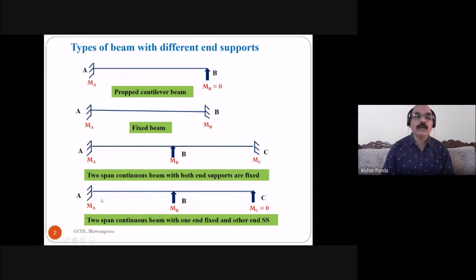So what do you have to do here? You have to introduce a zero span length at the fixed end. That is, you have to extend the support A to A dash. So this is the zero span length, and you have to take A dash as simply supported. And what is the moment at A dash? M A dash is equal to 0.